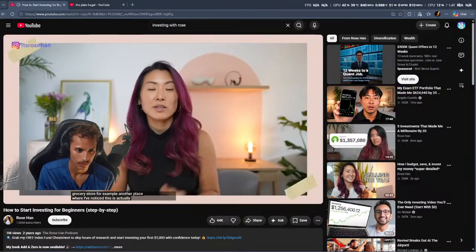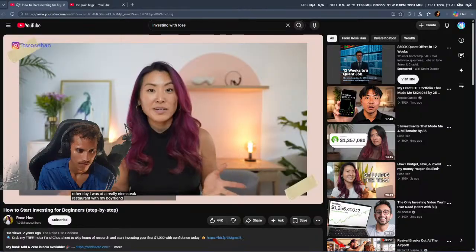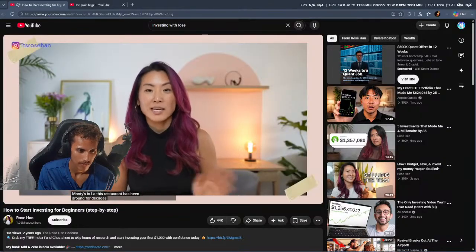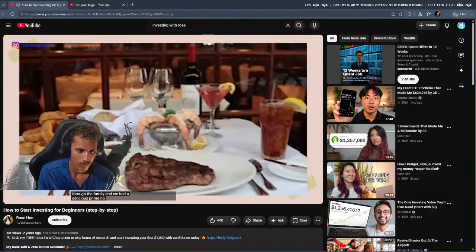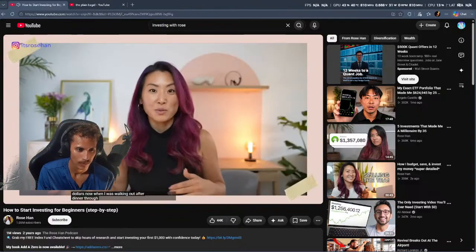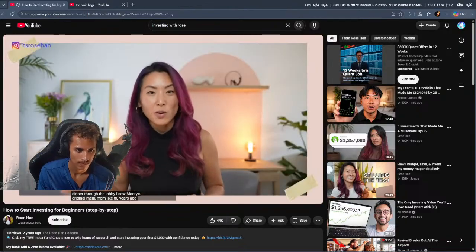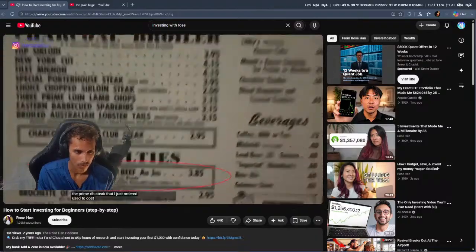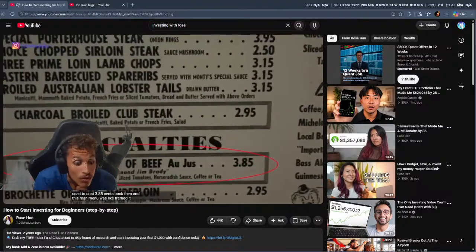Another place where I've noticed this is actually the other day, I was at a really nice steak restaurant with my boyfriend. It's called Monty's in LA. This restaurant has been around for decades and was passed on through the family. And we had a delicious prime rib steak. It cost $80. Now, when I was walking out after dinner through the lobby, I saw Monty's original menu from like 80 years ago. And the prime rib steak that I just ordered used to cost $3.85 back then. And this menu was like framed.